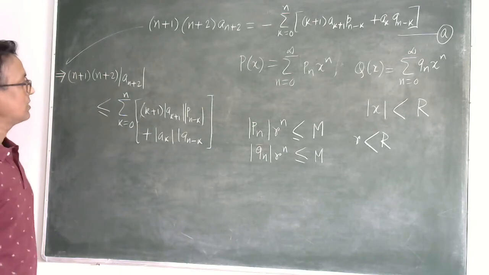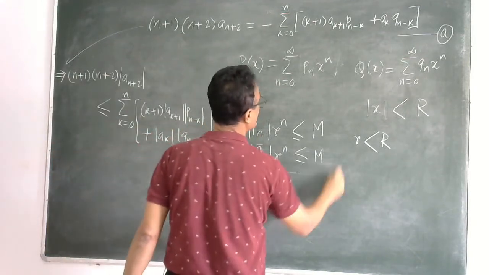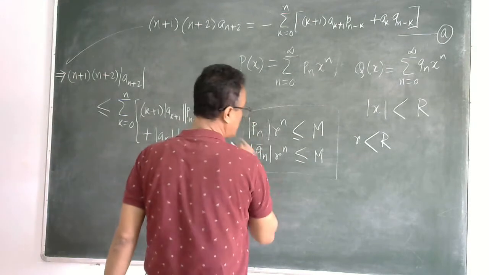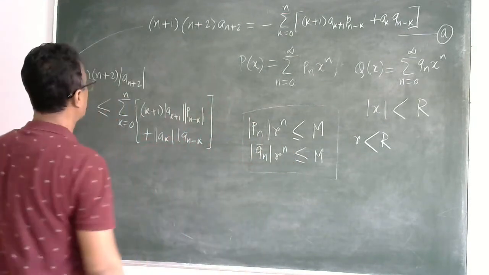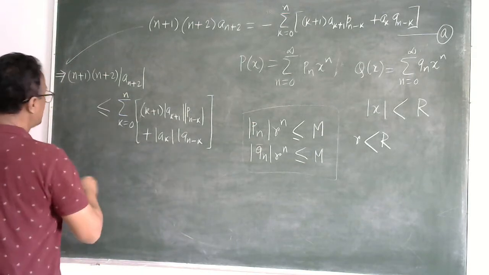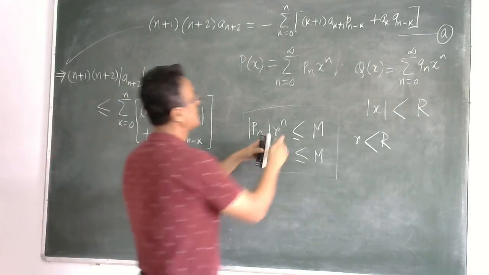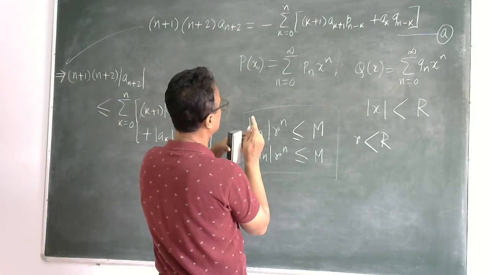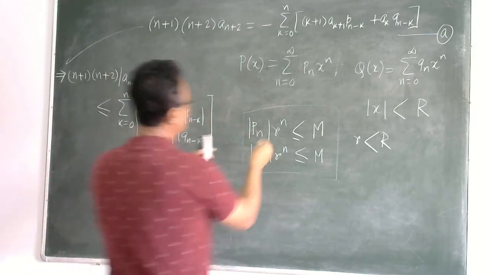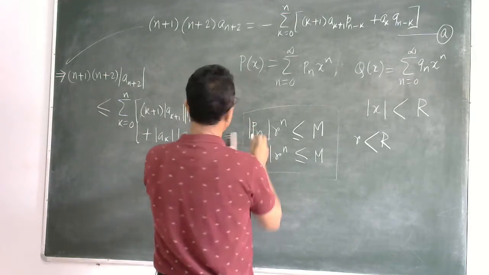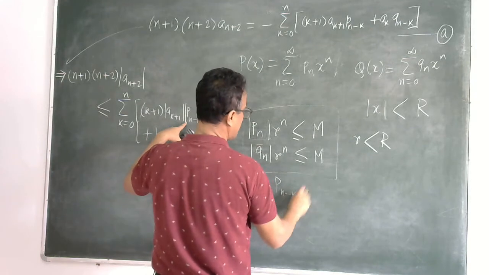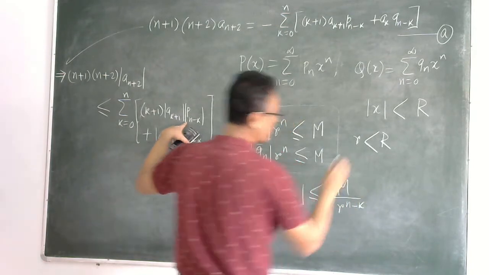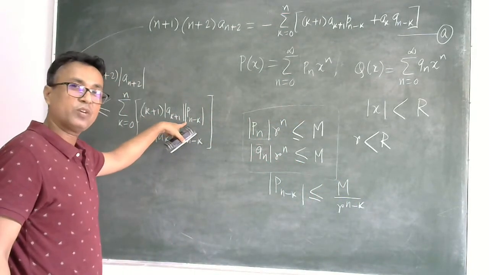Okay? So now, if you make use of these two relations, and of course I am assuming that these two relations are satisfied for all n, okay? So then, what is going to happen here? That means r to the power n is, not r to the power n. So from here, what I can get is, if I take say p_(n-k), mod of p_(n-k), that is going to be, isn't it? Is it okay with everybody?